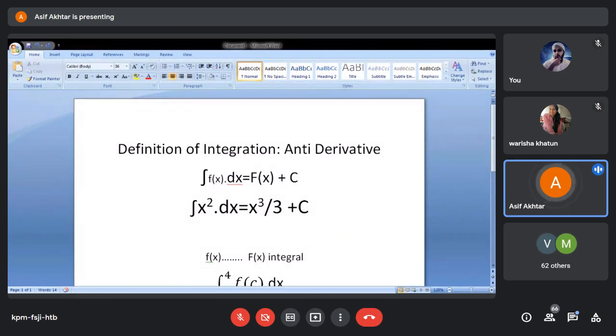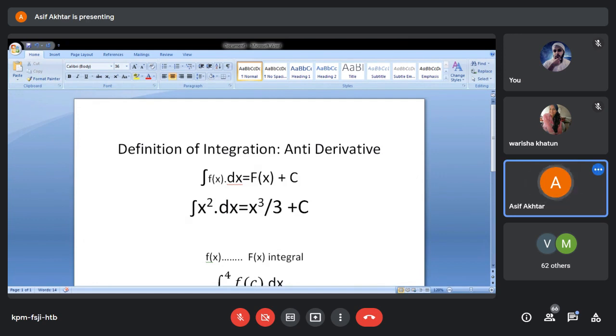So the point which I would like to make here is that whenever you take the integration, there is a constant within the answer. So x cube upon 3 is the integration of x square plus constant. So integration always consists of a constant c. This is the point that you need to understand.